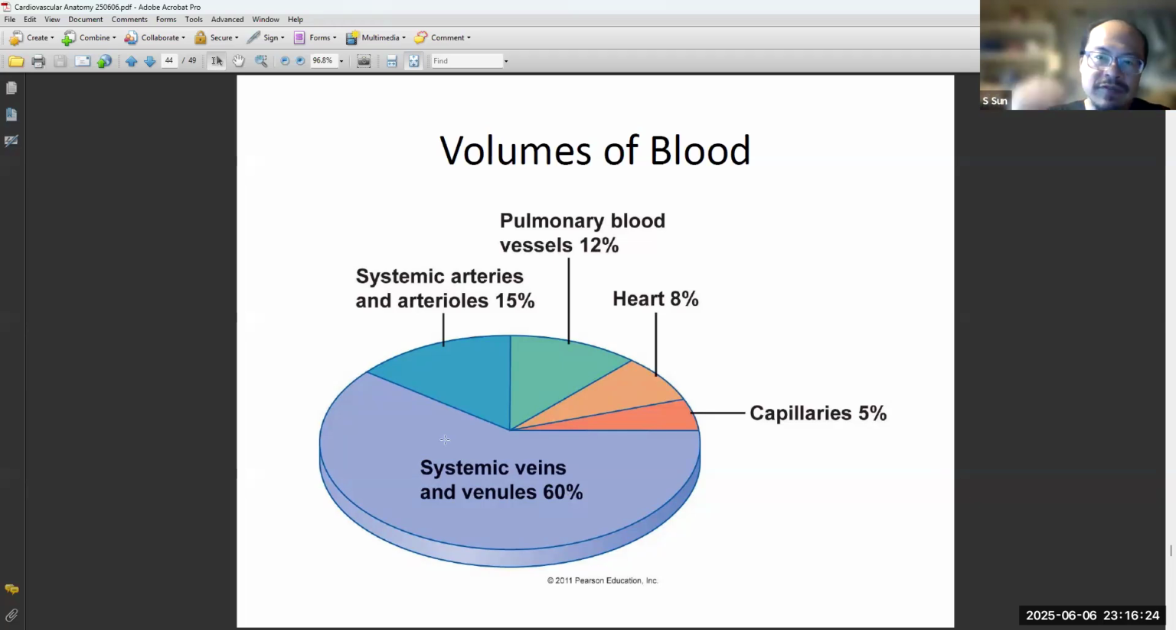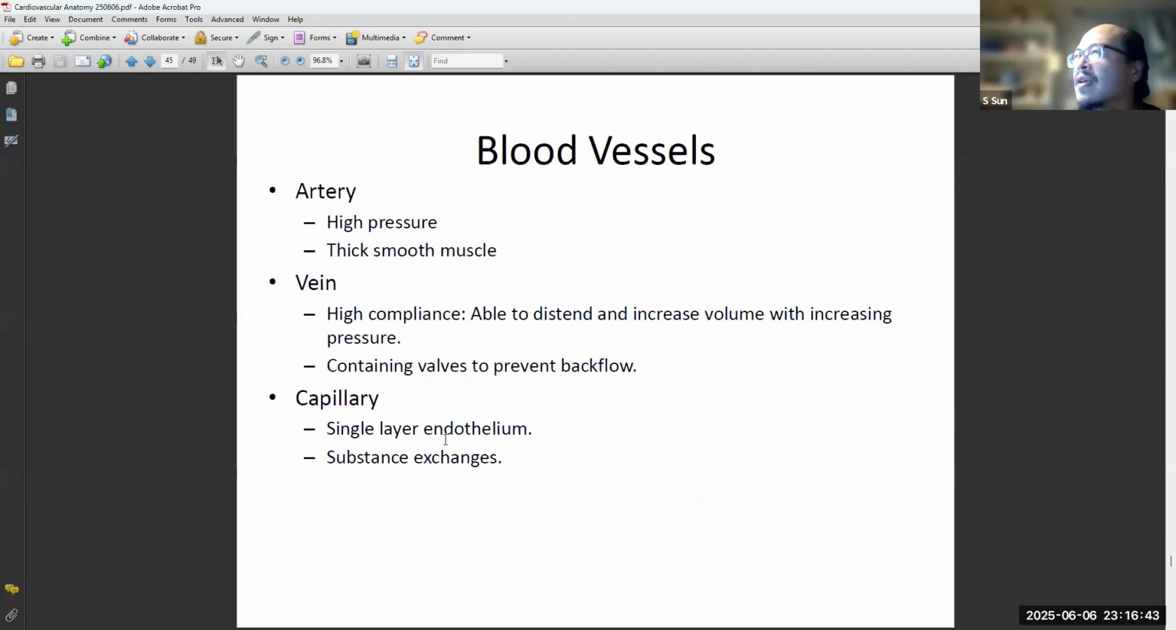Quick question can be, which of the following vessel systems carries the most amount of the blood? The artery, the veins, the capillary? It is the veins. Veins carry most of the blood. We have more veins than the artery. The vessels: artery, veins, and the capillary.